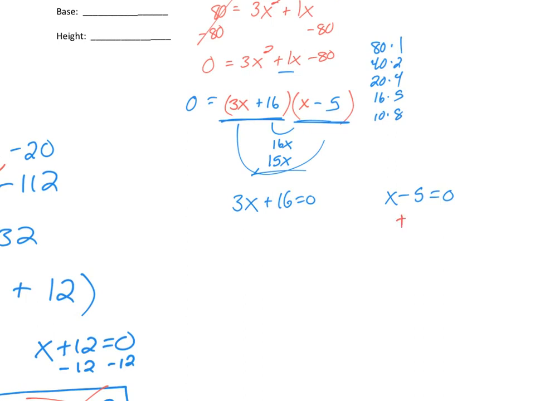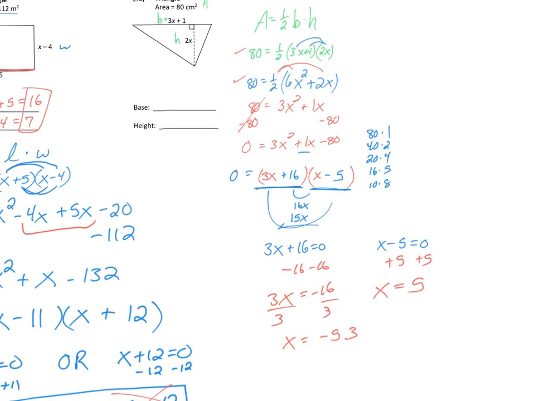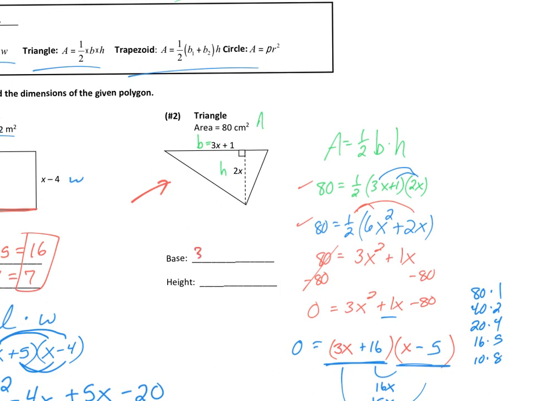If you solve the one on the right, you would add 5 to get x equals 5. If you solve the one on the left, it's minus 16. So 3x equals negative 16, and then divide by 3. x equals negative 5.3. Okay, and just like the last problem, if x is negative, it would give us a negative number in our triangle up here. So this one does not work. The x we use is 5. So the base is 3 times 5 plus 1, which would be 16. And the height is 2 times 5, which is 10.